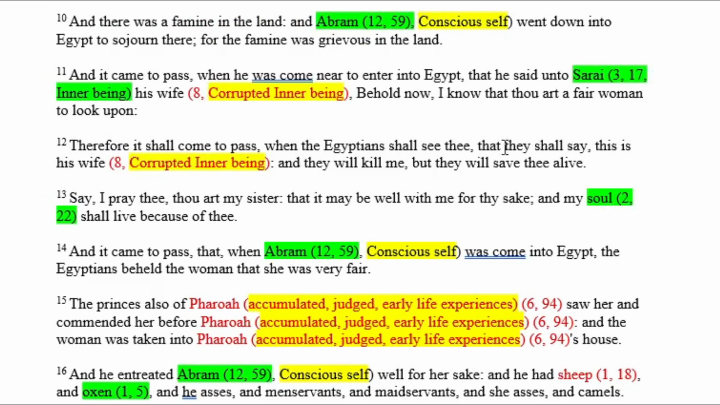Next, there was a famine in the land, and the conscious self went down into Egypt to sojourn there, for the famine was grievous in the land. Egypt represents life experiences. Pharaoh represents life experiences. That's what I've got. Accumulated, judged, early life experiences. That would be like sin. First sin. Okay, let's get back up here.